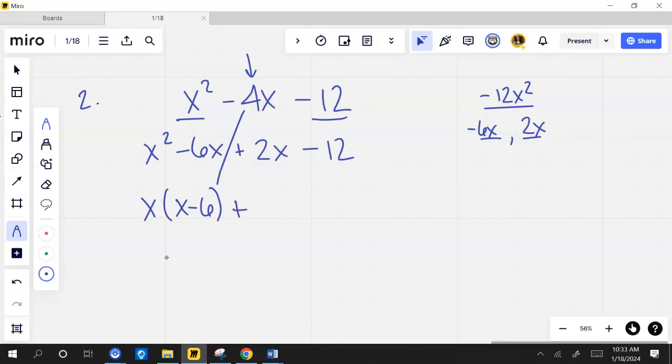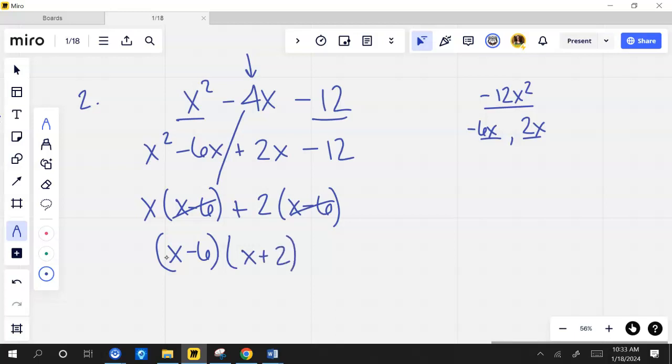What can you take out of the last two? A 2, and what's left? What goes in the front? X minus 6. What's the last factor?